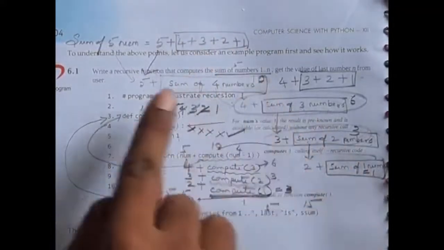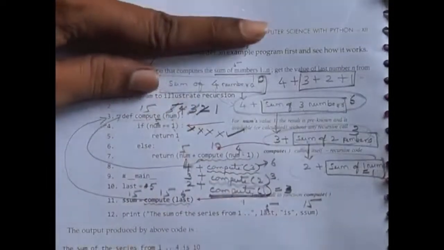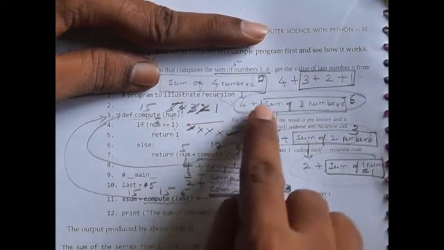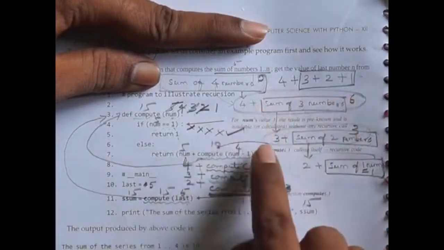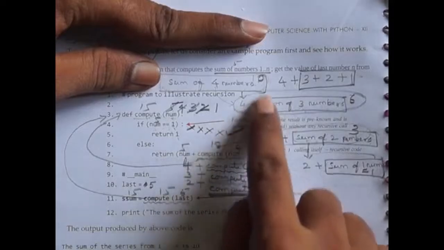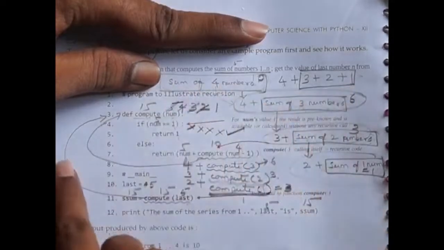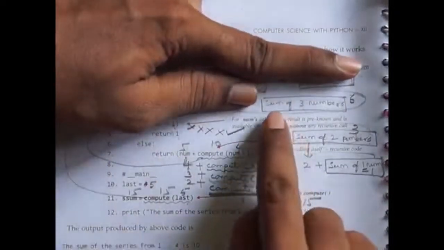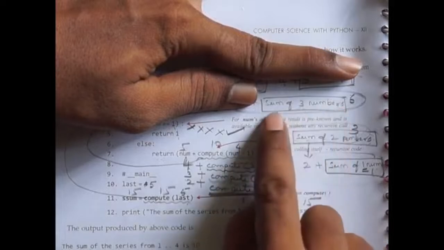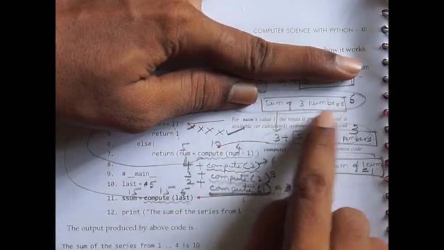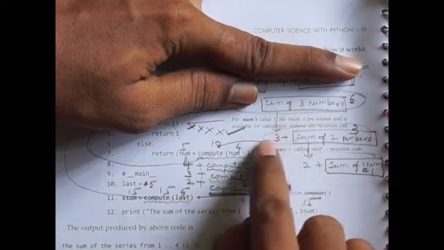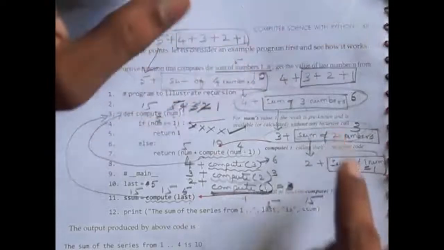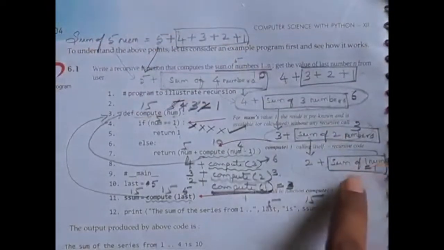Now you forget everything. Just see this alone. Write 4 plus. Now you have to find sum of 3 numbers. So if you find 4 plus sum of 3 numbers, you can find the value of sum of 4 numbers. So you forget everything. You have to find sum of 3 numbers. If you want to find sum of 3 numbers, first you have to write the expression 3 plus sum of 2 numbers. So likewise it will go on up to sum of num.